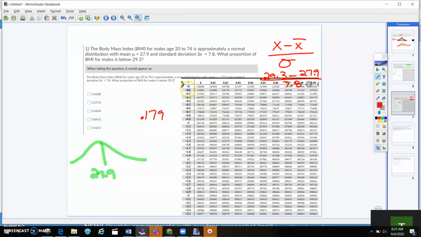So I'm going to go to my table, and I'm going to go to 0.1 over to 0.07, which is going to give me 0.56749, which is roughly this number. Again, it's going to be off by 0.01, so just keep that in mind.